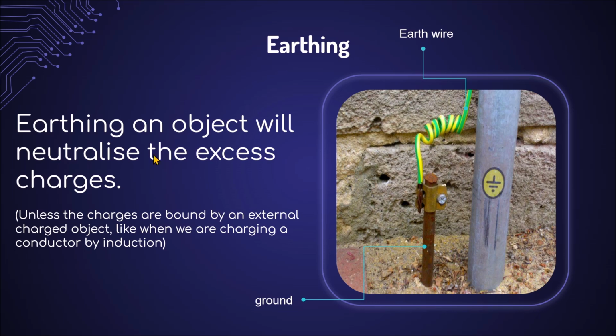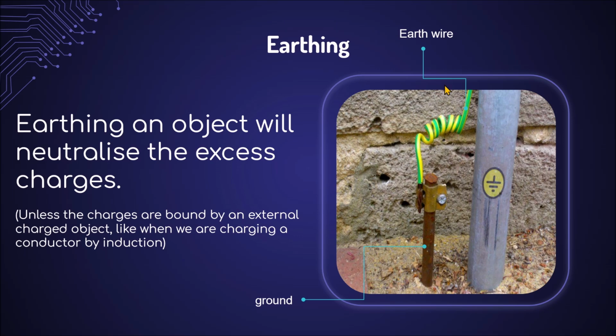Anytime you earth an object, you will always neutralize the excess charge, unless the excess charge is bound by an external charged object, in which case it will not be neutralized. For example, if you hold a charged rod towards a charged sphere, then the excess charge in that sphere will not get neutralized at all. Ground here can also literally mean connected to the ground on the earth.